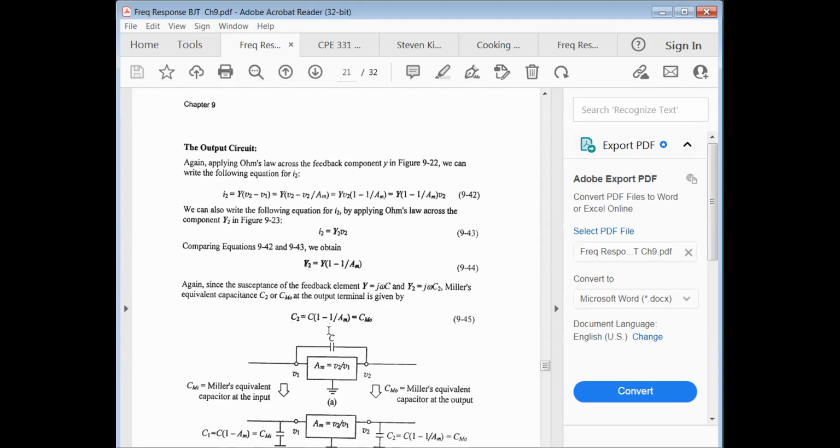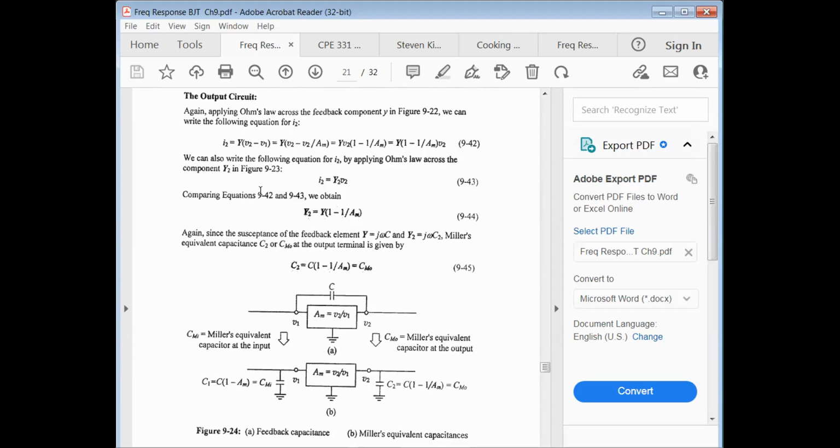Now we look at the output circuit. We have a similar thing. We have this impedance or admittance Y2. This admittance Y2 equals the admittance of the original element connected between the output and the input times 1 minus 1 over the gain. Actually, I said admittance, actually susceptance.